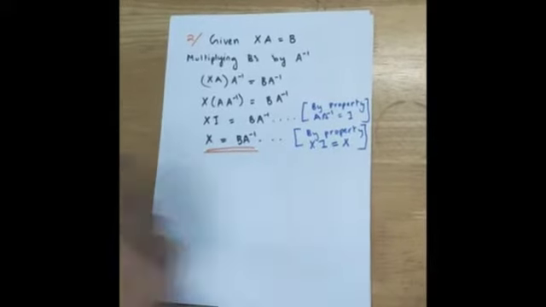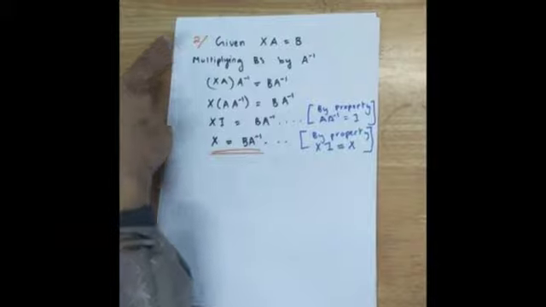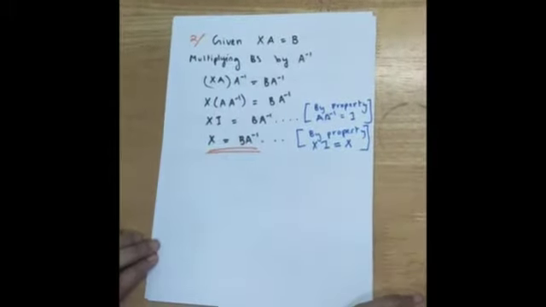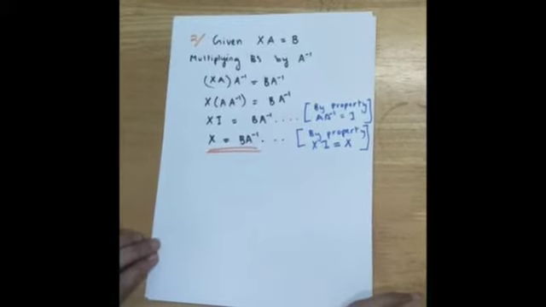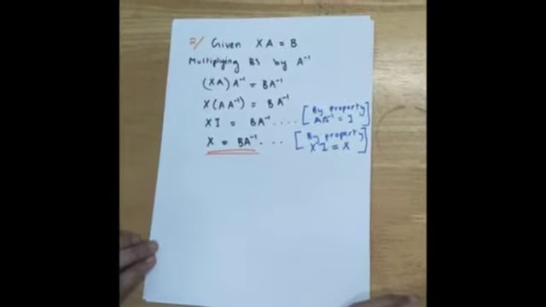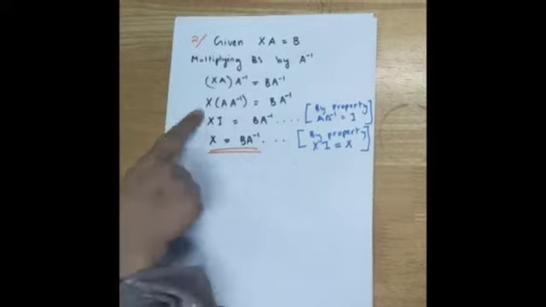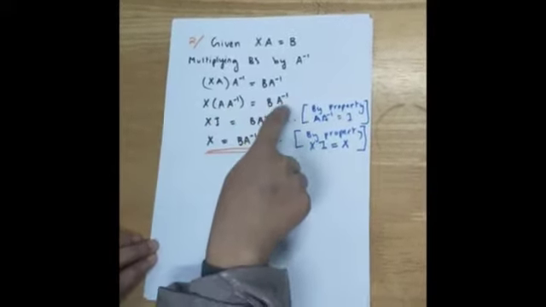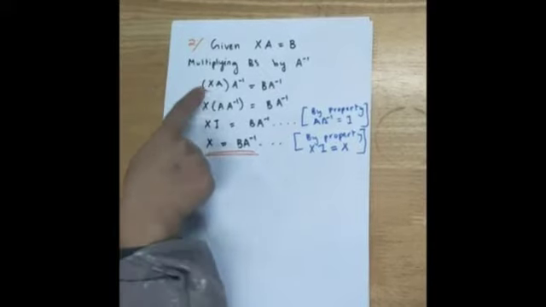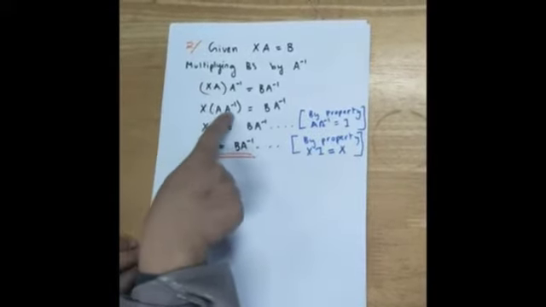Here, now we have the second form of the equation, that is XA equals B. Similarly, like in the first equation, we multiply both sides by A inverse. Then we get X times A times A inverse equals B A inverse. And this is the same step, we have just rearranged the brackets.